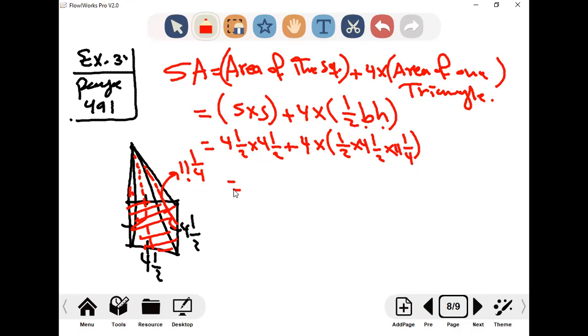Now multiply, add, subtract. The answer will be: we have 4.5 multiply 4.5 plus 4 multiply half multiply 4.5 multiply 11.25, 1 over 4, right? The answer will be 121 and half exactly. 121 and half. What's the unit? Yes, square inches.